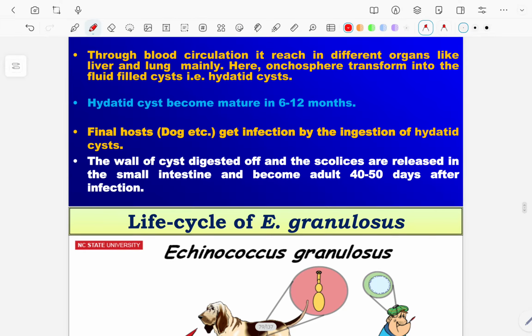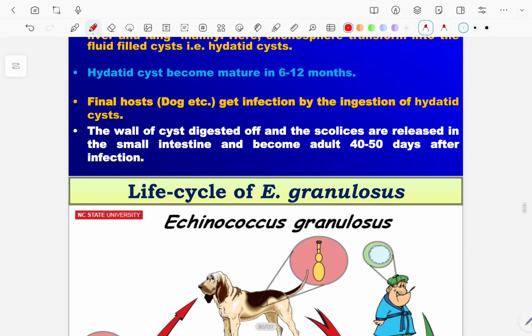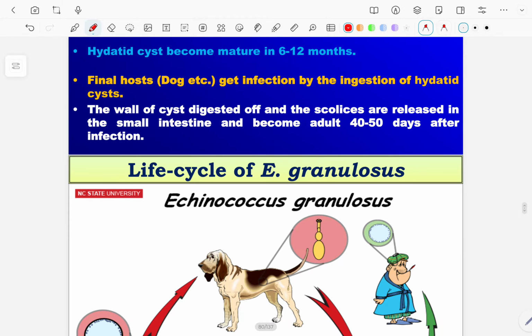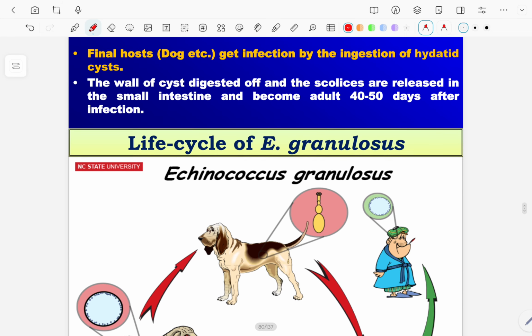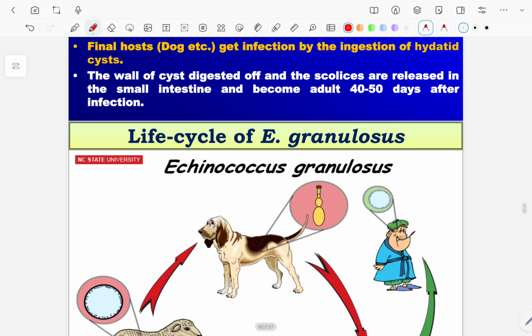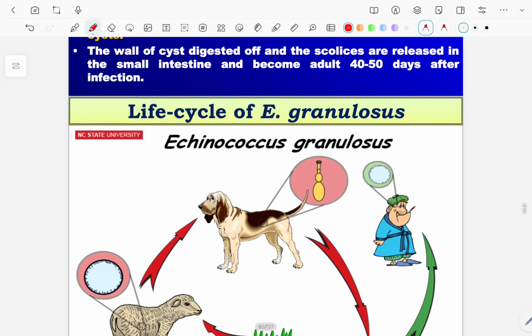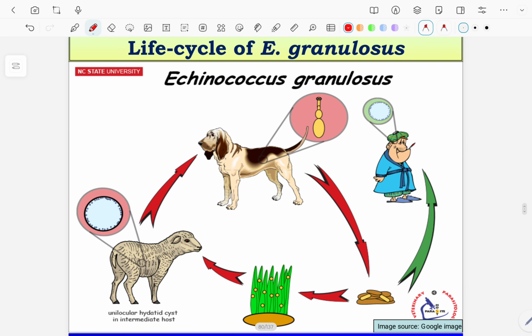The hydatid cyst becomes mature in 6 to 12 months. The final host, dog etc., gets infection by the ingestion of the hydatid cyst. The wall of the cyst is digested and the scolices are released in the small intestine and become adult 40 to 50 days after infection. Life cycle of Echinococcus granulosus.